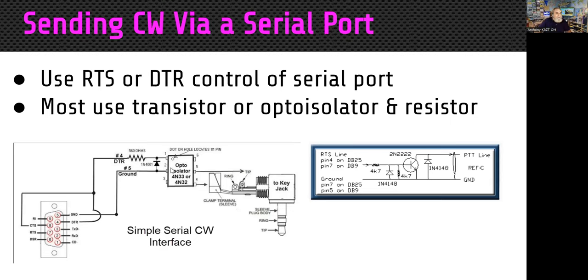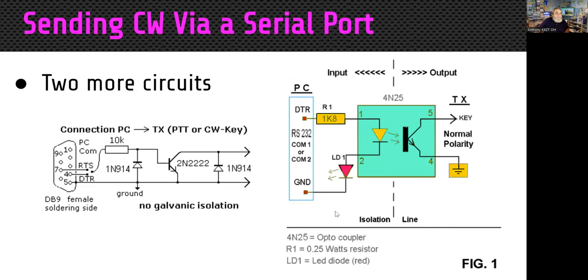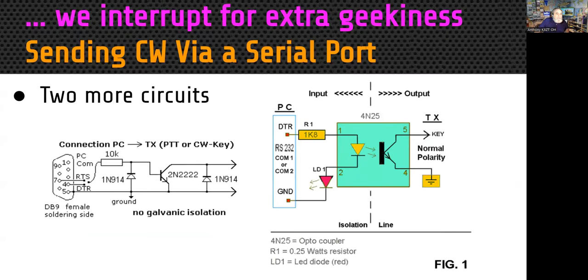So here's my favorite. It uses a little opto-isolator, and this is actually a dual opto-isolator, so you're not using both of the channels. This is set up to plug into my KX2 or KX3. It uses a serial port, but I can easily connect that to a serial port USB cable and run this little interface. Here's another one using transistors and diodes. Here's two more. So there's a wide variety of these circuits, and they work pretty well.